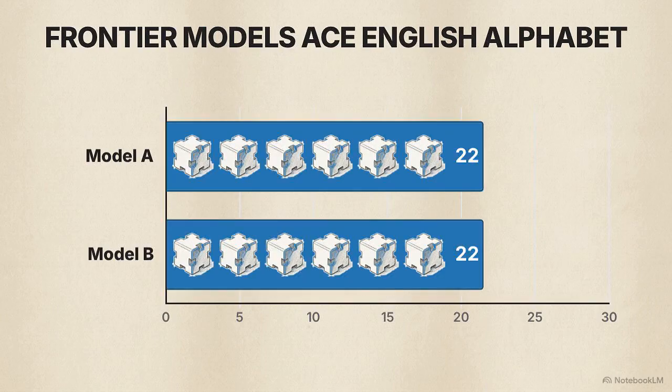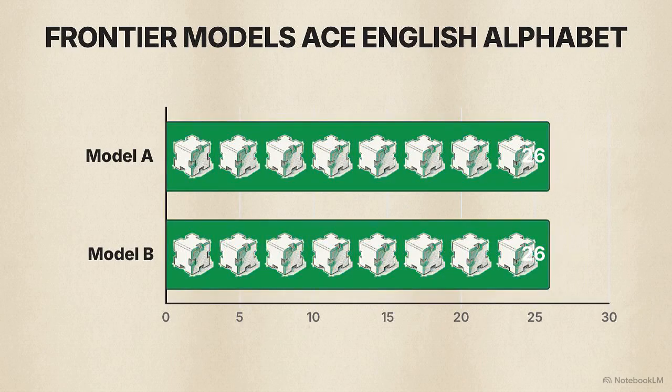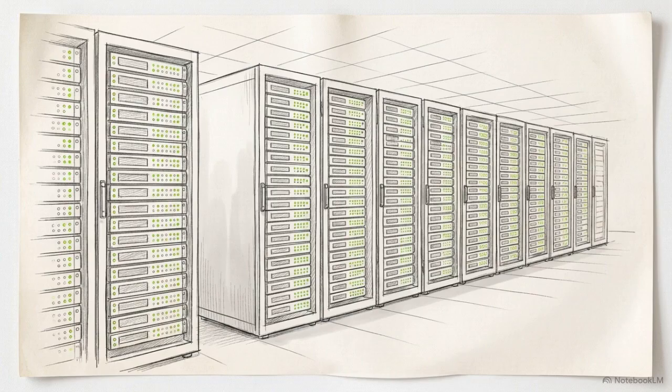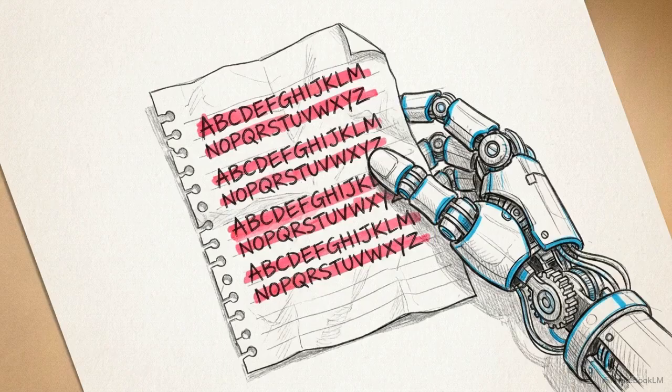For English, every advanced frontier model passes with ease. They score a perfect 26 out of 26. But we have to ask, did the model actually read millions of English sentences and independently deduce the exact 26 letters used to build them? Or did it simply memorize a list it saw repeatedly during training?